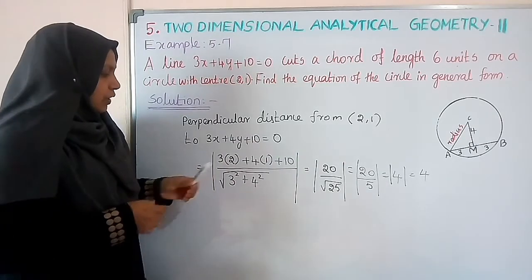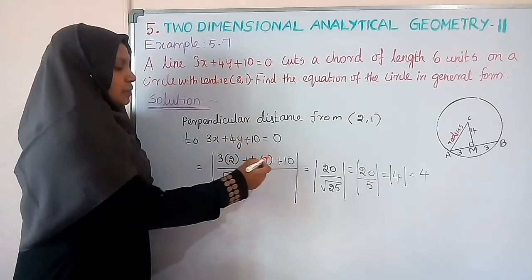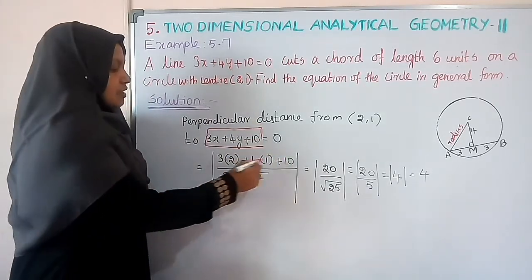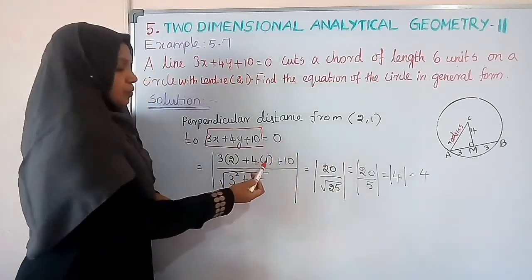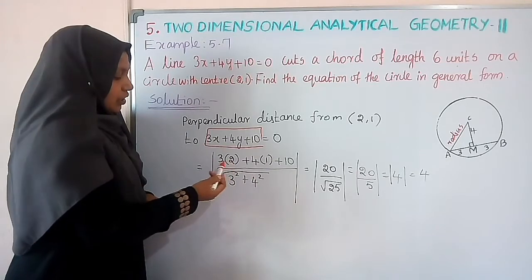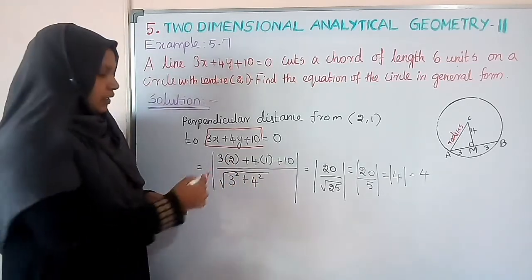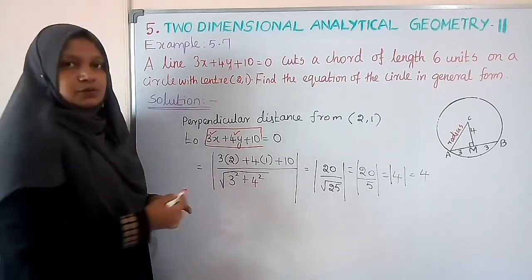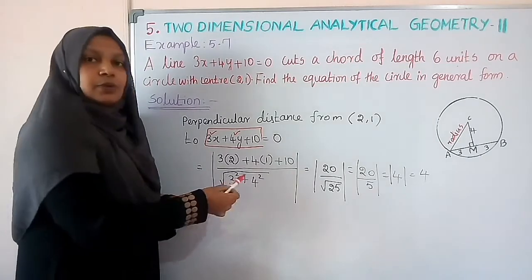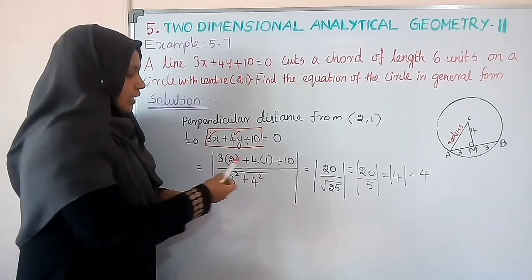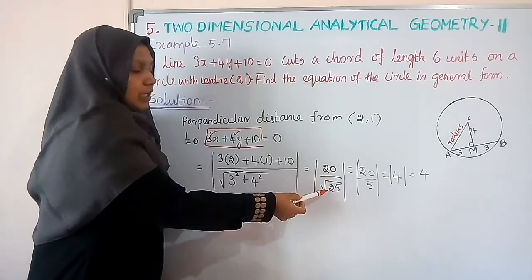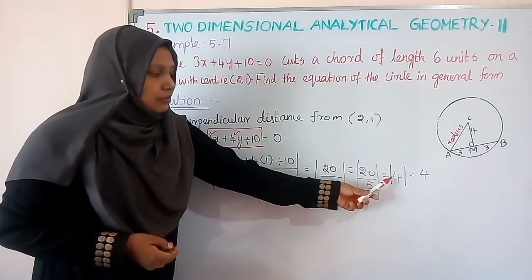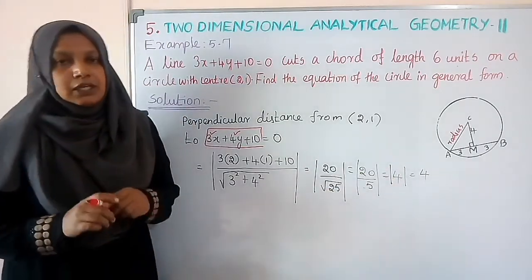So first we have to write the equation here. Ax1 plus by1 plus c is our line, 3x plus 4y plus 10. In the place of x and y, we should substitute the point 2 and 1. Divided by coefficient of x square plus coefficient of y square, the whole root. So it is 3 and 4. See, only the x and y coefficients we have to square in the denominator. So we are getting square root of 3 square plus 4 square. So by calculating these values, we are getting 20 by square root of 25, and the square root of 25 becomes 5. 20 by 5 is 4. So modulus of 4 is nothing but 4.